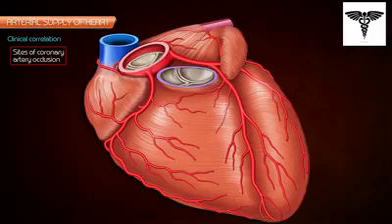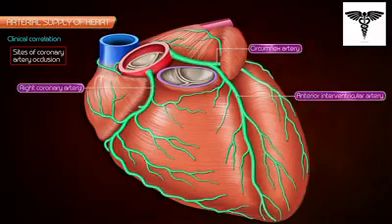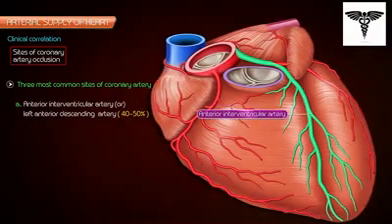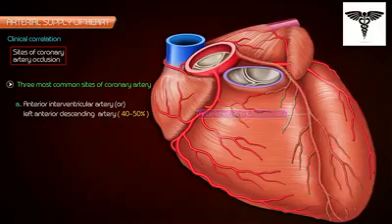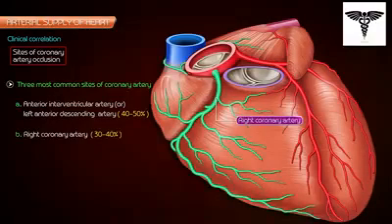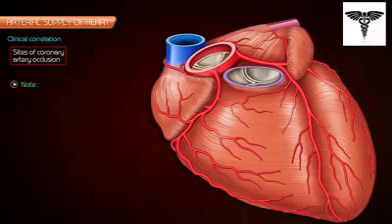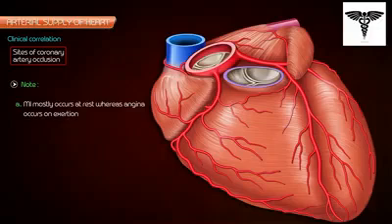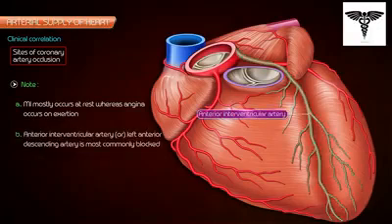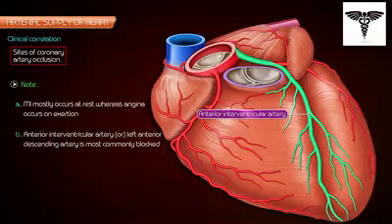Sites of coronary artery occlusion. The three most common sites of coronary artery occlusion are as under: anterior interventricular artery or left anterior descending artery is 40 to 50%, right coronary artery is 30 to 40%, circumflex branch of the left coronary artery is 15 to 20%. An important point to be noted here is that myocardial infarction mostly occurs at rest, whereas angina occurs on exertion. Anterior interventricular artery or left anterior descending artery is most commonly blocked.